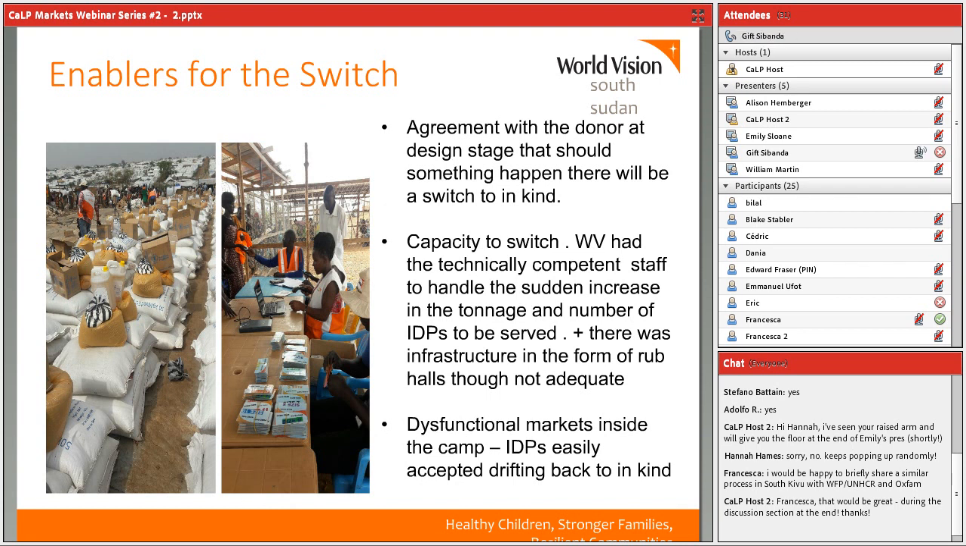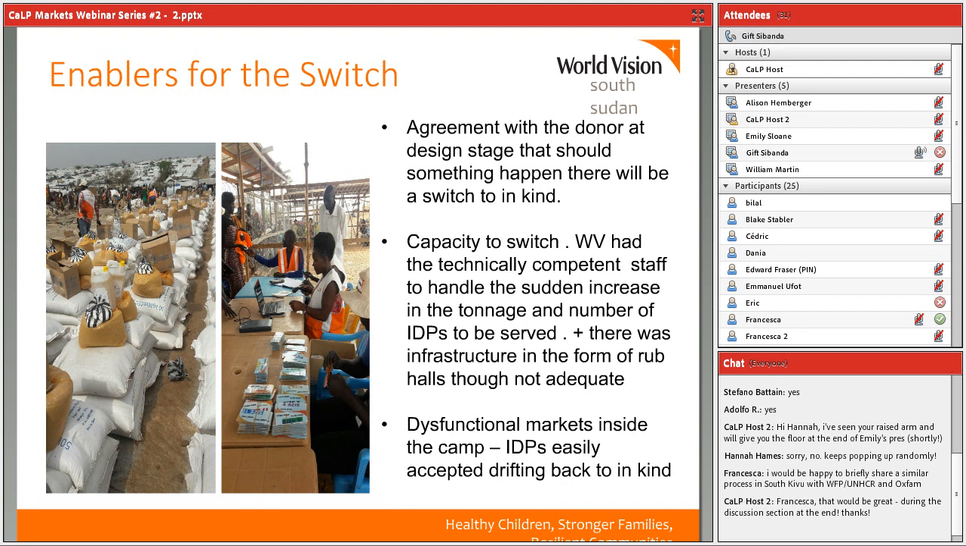But I think the greatest strength there was that we had that provision within the design, in that we had an agreement already with the donor that should anything happen or should there be changes within the markets, then we would be able to switch to in kind. And one of the strengths was that we had the capacity to switch. World Vision had been programming in-kind assistance for quite a while, so the shift from cash to in kind did not really present challenges. And we already had the infrastructure in place because we anticipated that there could be those challenges. So the rubhalls were there, even though they were not adequate, but they were there in case we changed, so that we could store the in-kind distribution.